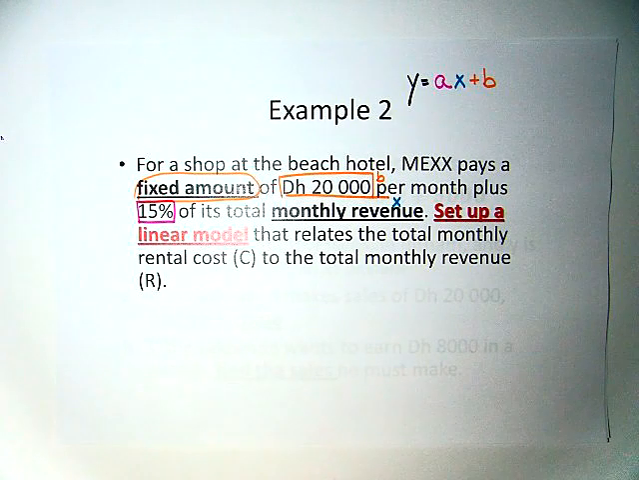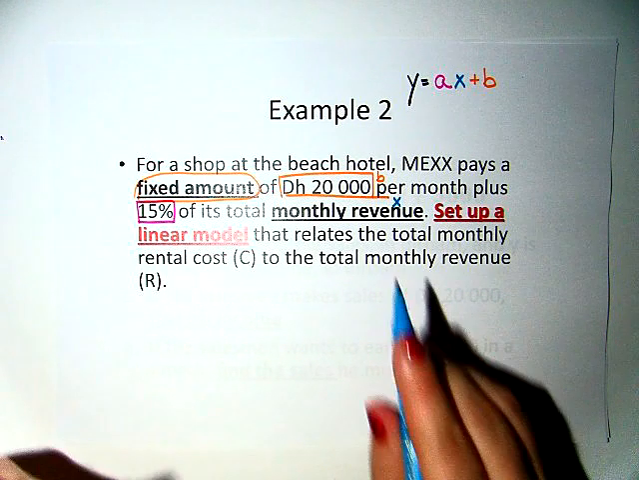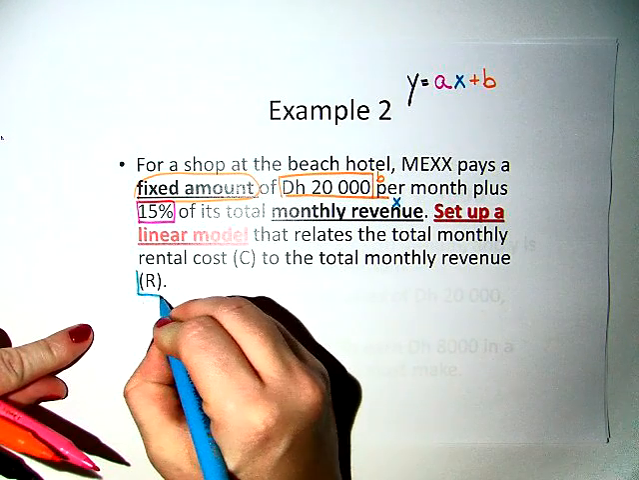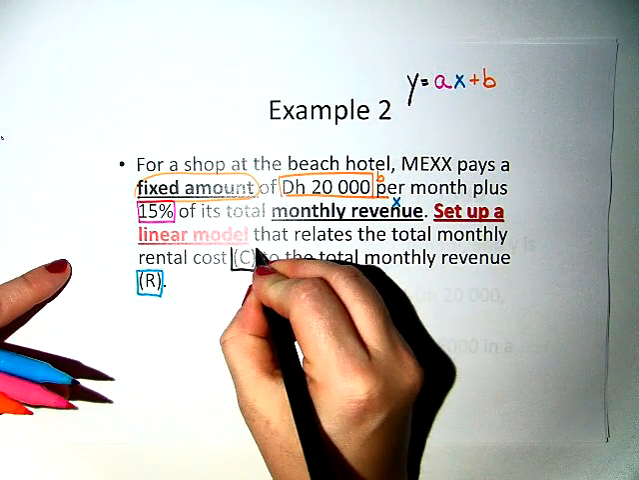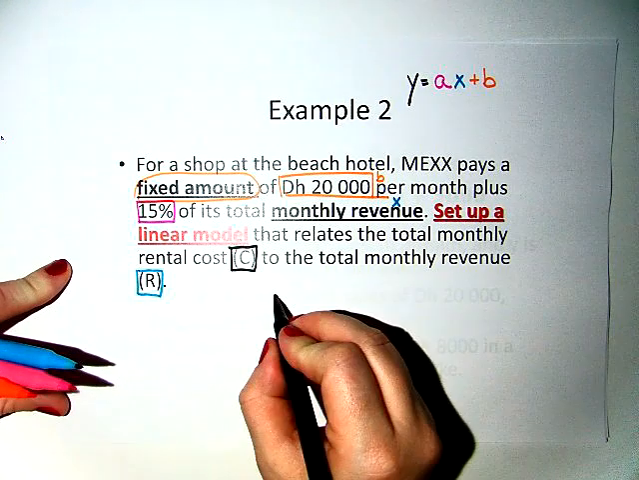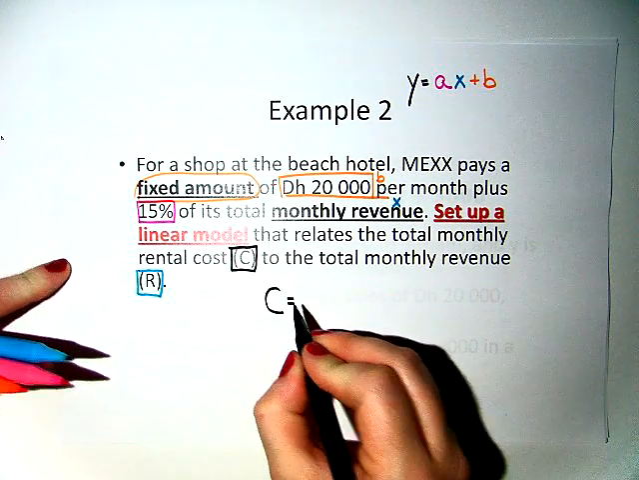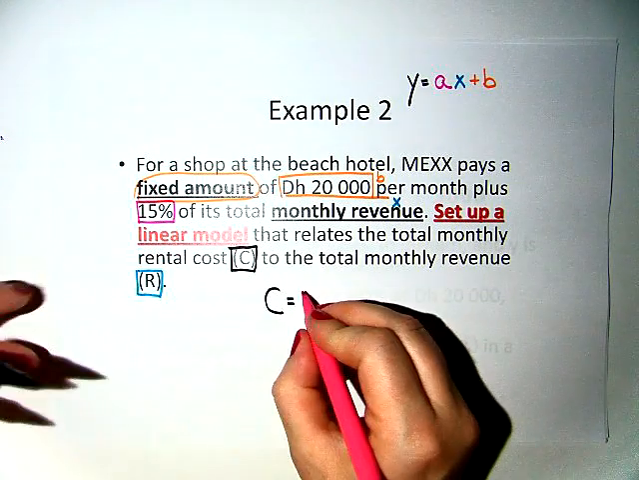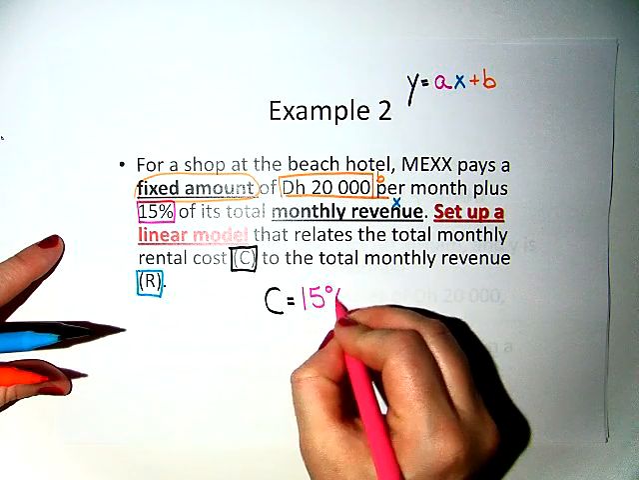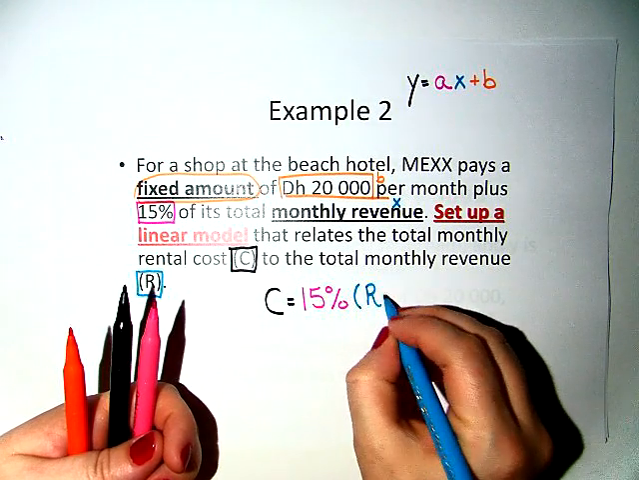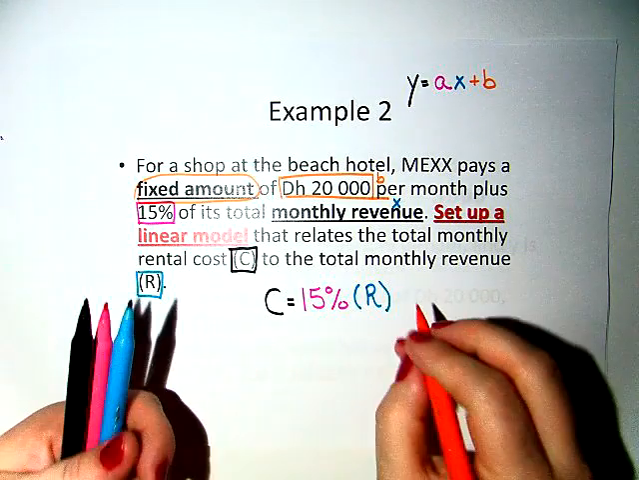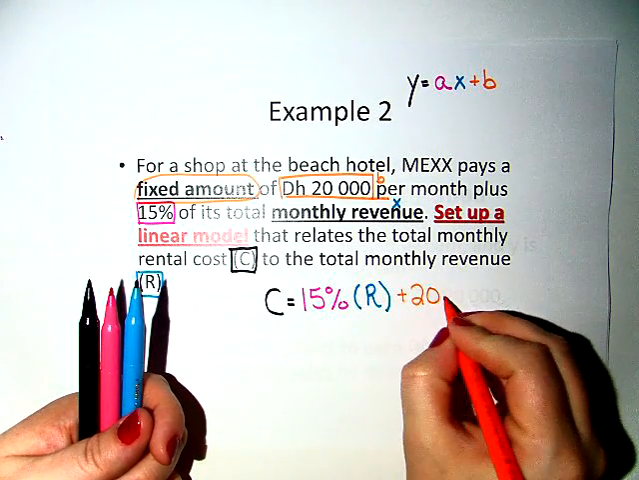Set up a linear model that relates the total monthly rental cost, C, to the total monthly revenue, R. So instead of writing X, we're going to write R in the blue spot and C in the black spot. So we have C equals, what changes is 15% multiplied by R plus 20,000.